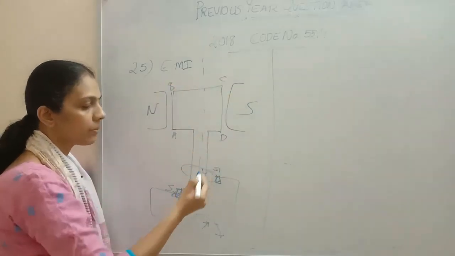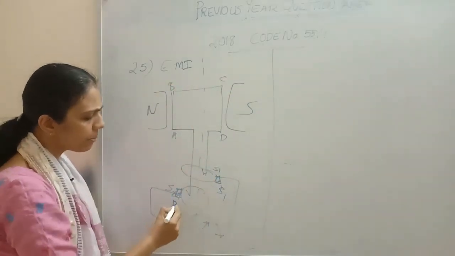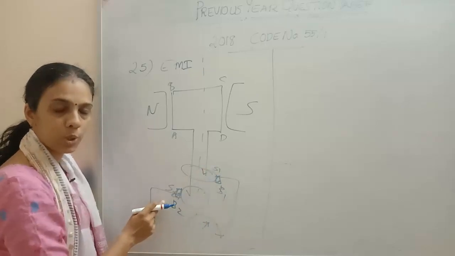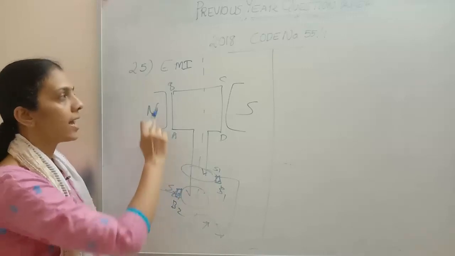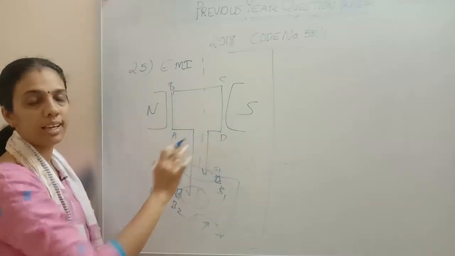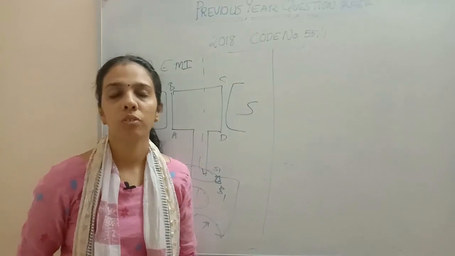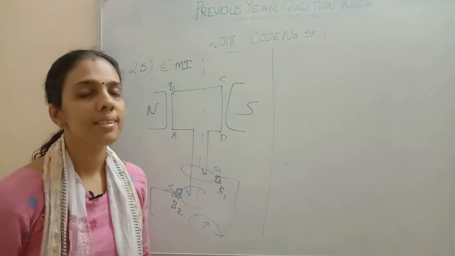Okay, and it is given as a labeled diagram. So S1 and S2 are the slip rings, B1 and B2 are the brushes, and ABCD is the coil. N and S represent the poles of a magnet, the north pole and the south pole.